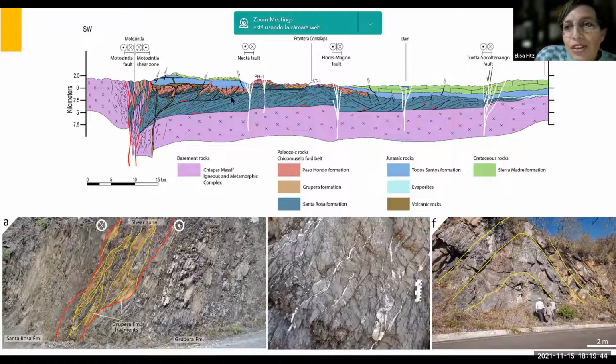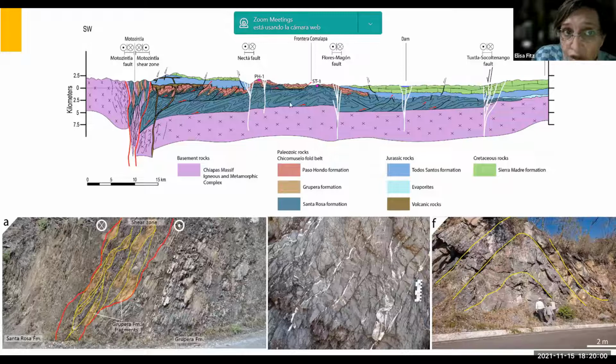One interesting thing that we observed in this tectonic element is that there is a gradient of deformation which is progressively increasing towards the south of the section. So we have faults and troughs which record northeast-directed contraction.